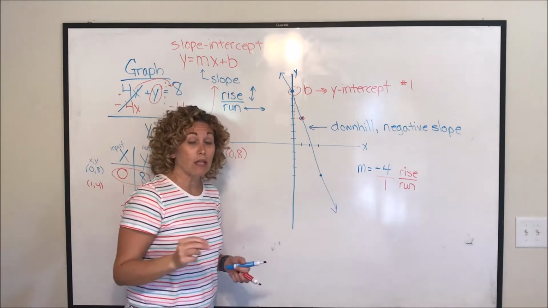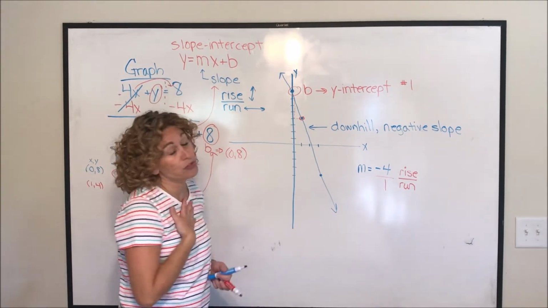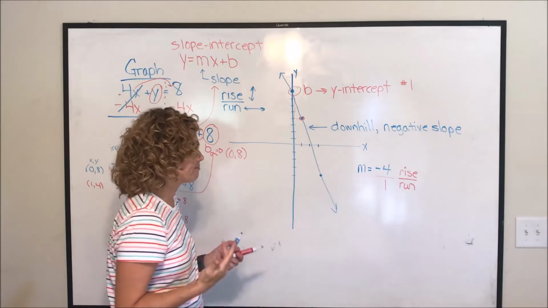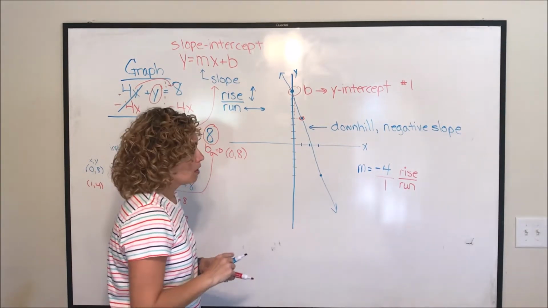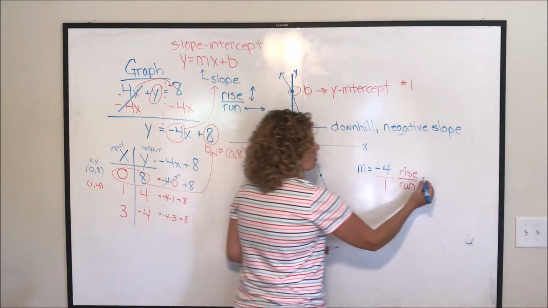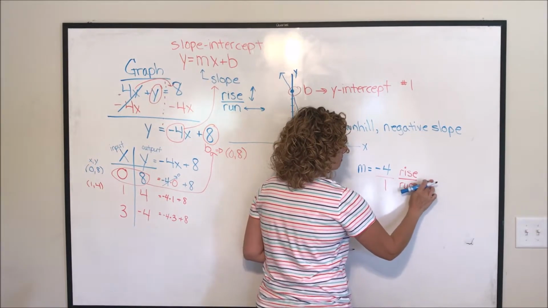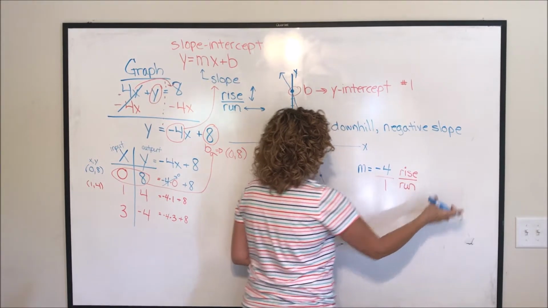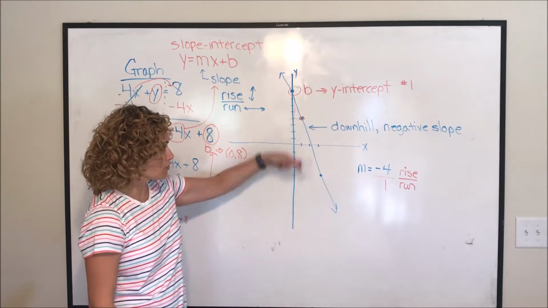2 points make a line, but I prefer to do 3 points just to make sure I know what's happening. This negative could also be, well, scratch that for now. This one's going to go too high if I show you that. So we're going to go down again.